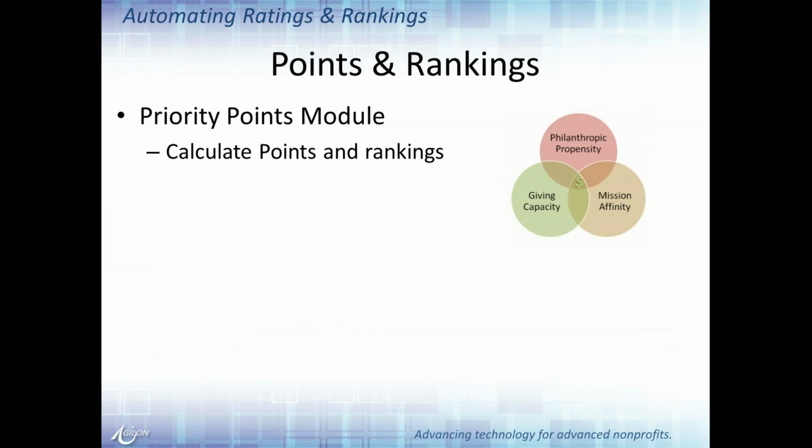So the points and ranking, or priority points, module is a really cool way to calculate attributes for somebody by giving them a point value, and then looking at those point values and determining a specific rank for a person. So how do they stack up against other people who are being evaluated the same way?